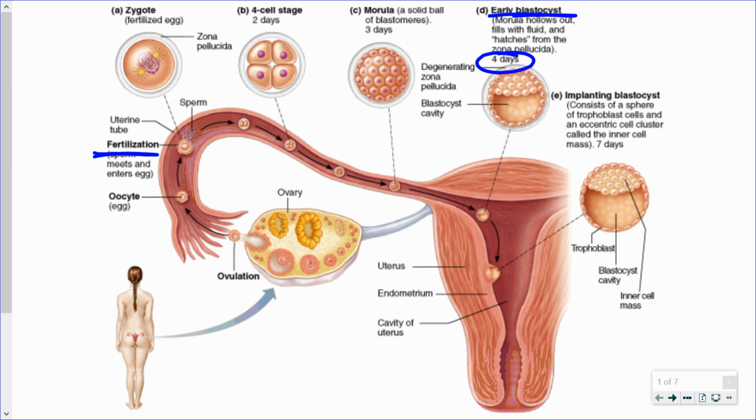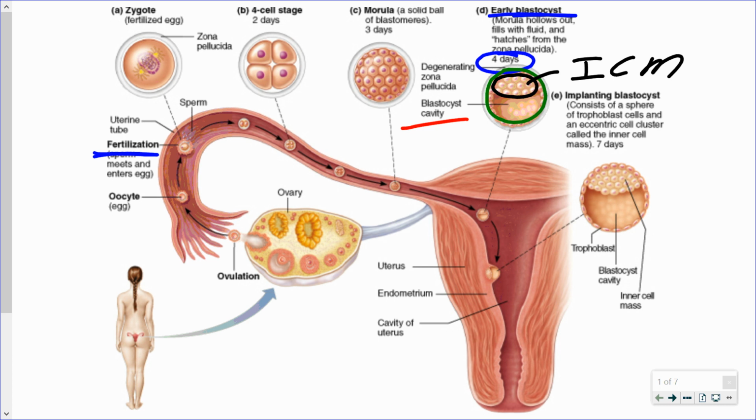Whereas the morula was a solid ball of cells, the blastocyst is a fluid-filled ball of cells where we have some cells around the outside. We have some fluid in the middle, labeled as the blastocyst cavity. And we also have another cluster of cells at one end of the blastocyst, which is referred to as the inner cell mass, the ICM.